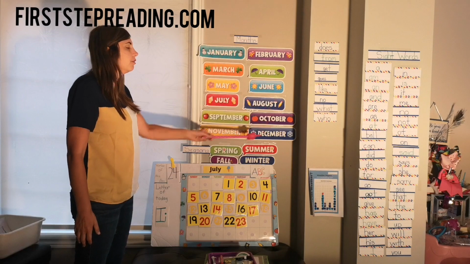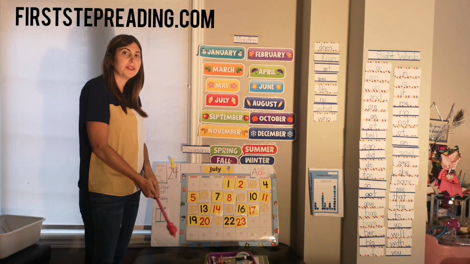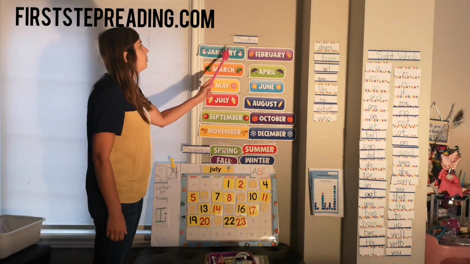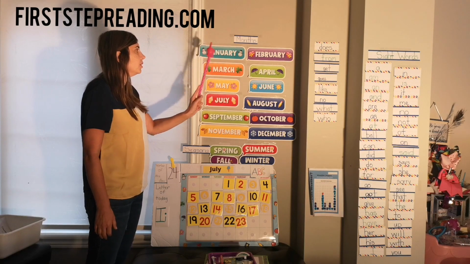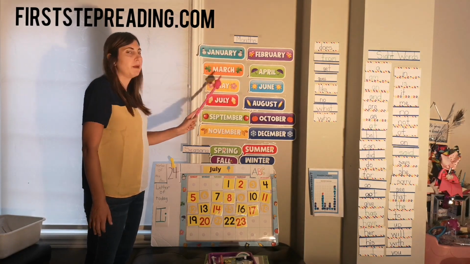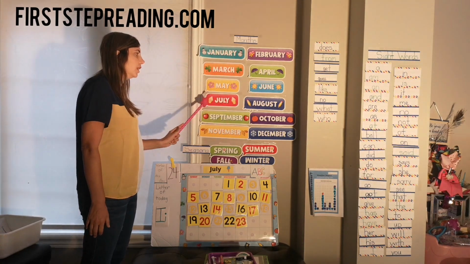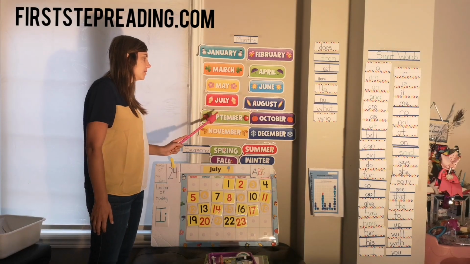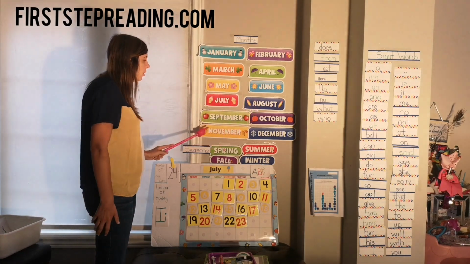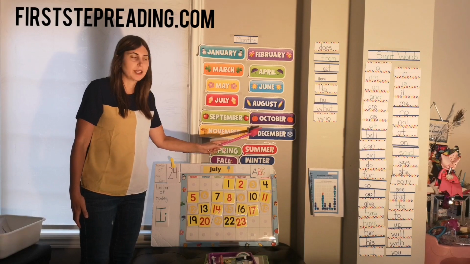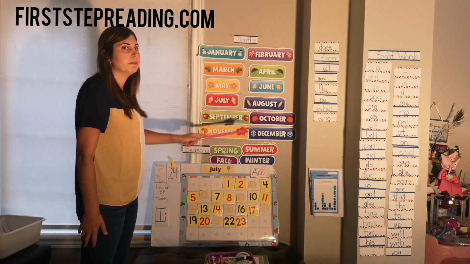There are 12 months in a year. Can you say them with me? January, February, March, April, May, June, July, August, September, October, November, December. Those are the 12 months in a year.